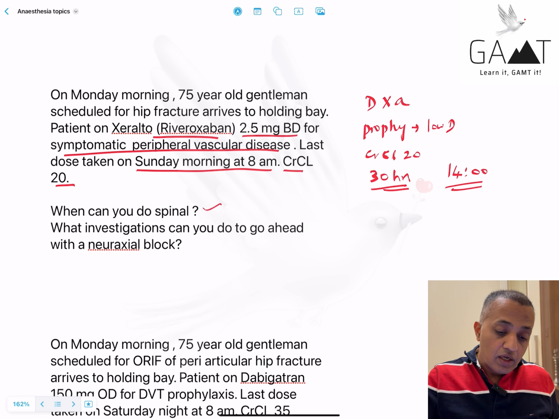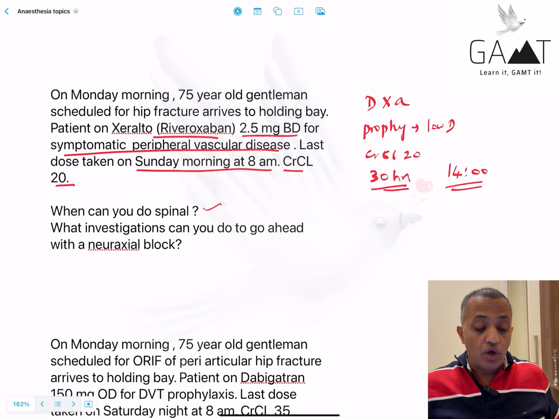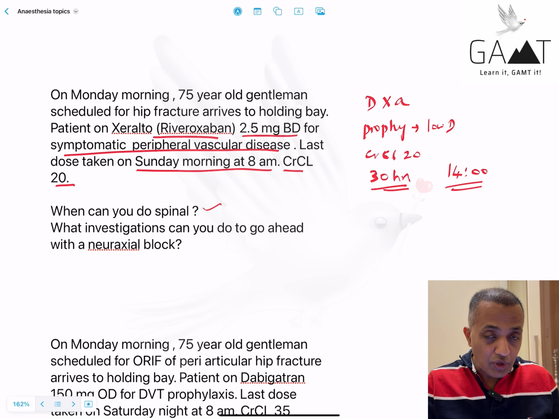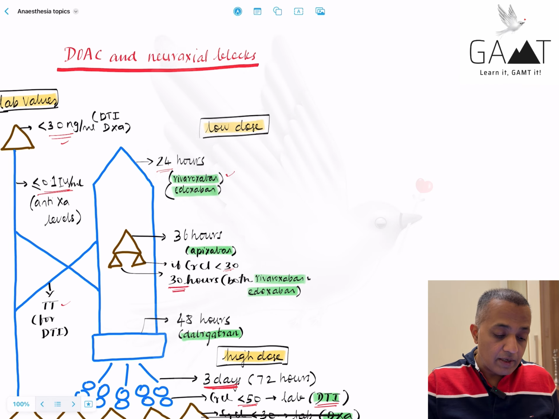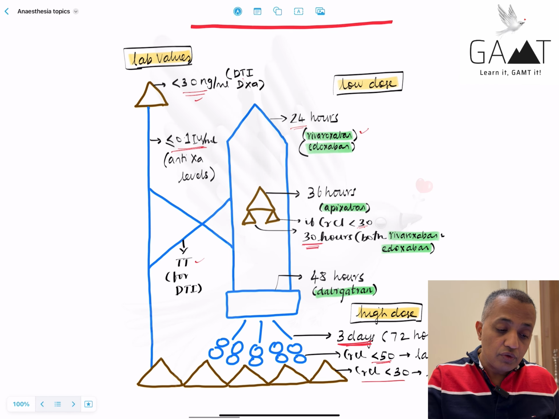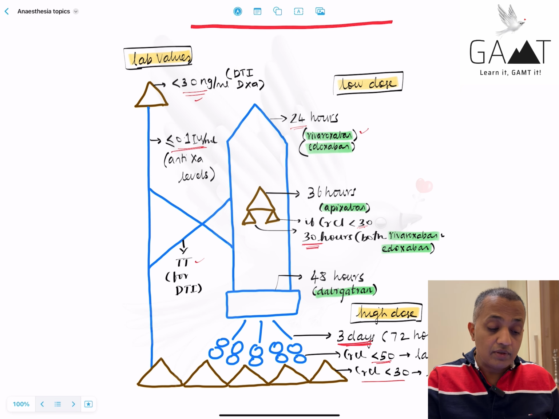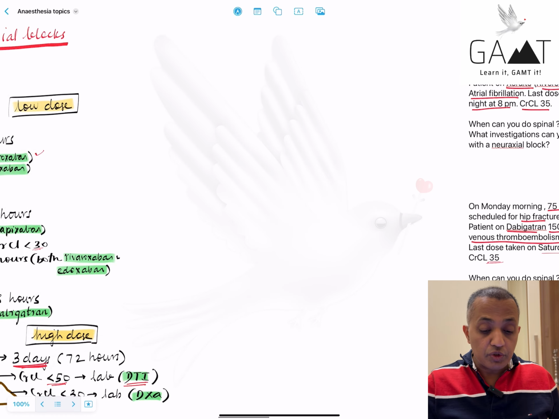When can you do spinal? You can do it at 1400. What investigation can you do to go ahead with the neuraxial block? If you can't wait for that long and you want to go ahead, because it is a Xa inhibitor, you can do two tests here. One is the drug level, the lab value of drug levels, which should be less than 30 nanograms per ml, or you look at the anti-Xa levels, which should be less than 0.1 international units per ml.